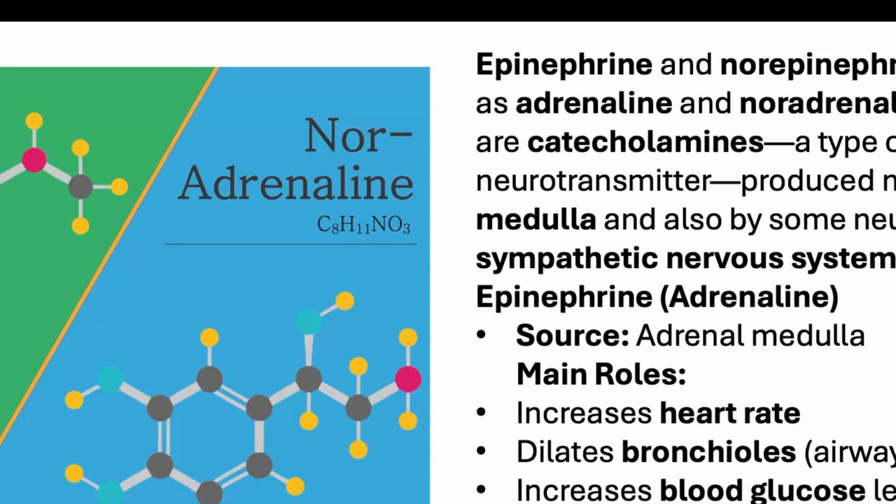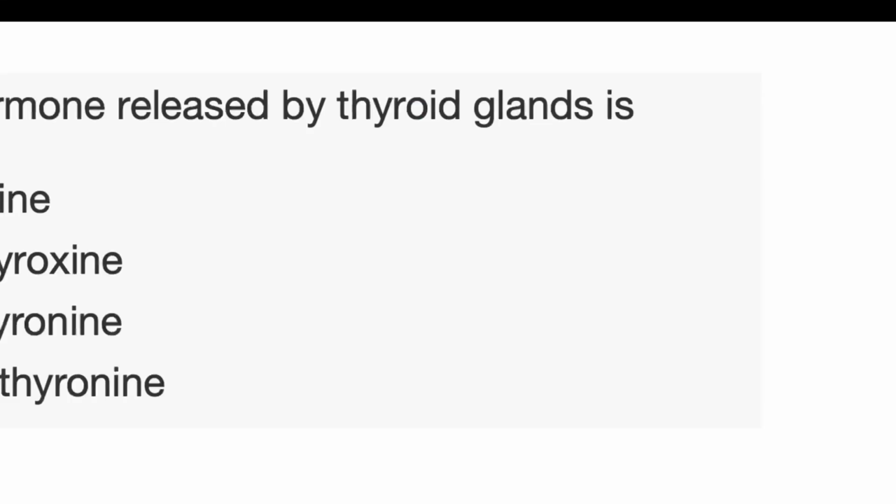Looking at the second question of this session, question number 2: the T3 hormone released by thyroid glands is dash. What is the T3 hormone that is secreted by the thyroid glands? Option A, thyroxine. Option B, iodothyroxine. Option C, iodothyronine. Option D, triiodothyronine. Which of these is the T3 hormone which is released by the thyroid gland?